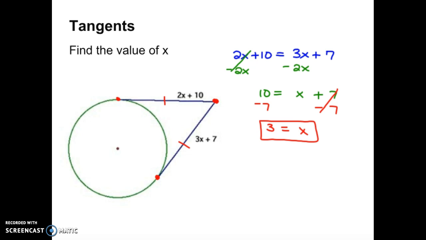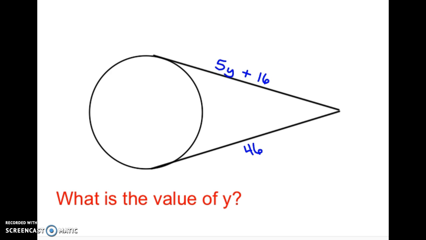You can check that if you fill in 3 into both sides, you should get the same answer. If I fill in 3 right here, 2 times 3 is 6, and 6 plus 10 is 16. If I fill in 3 here, 3 times 3 is 9, and 9 plus 7 is 16. So you would get the same answer. Okay, here's your second question. Go ahead and find the value of y. Again, this is similar to the one we just did, but go ahead and pause the problem and then find the value of y.